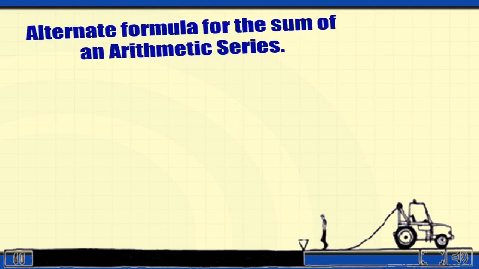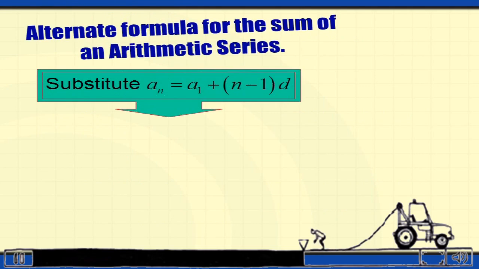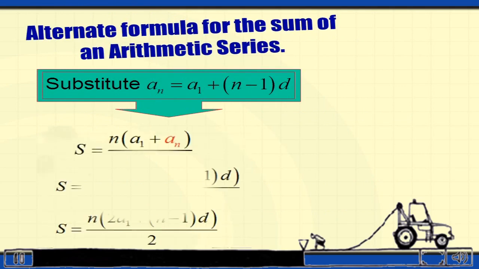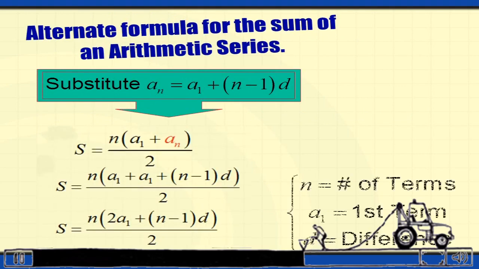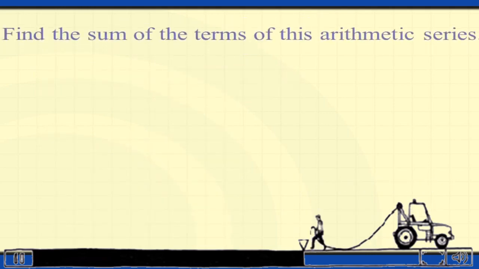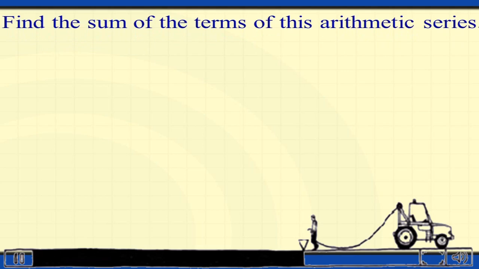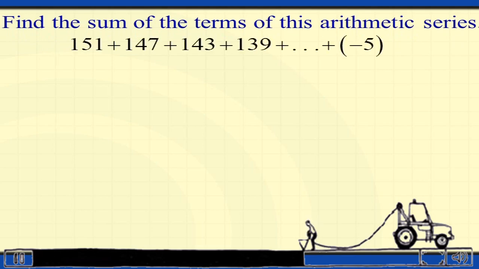Alternate formula for the sum of an arithmetic series. Substitute an with a plus n minus 1 into d. Find the sum of the terms of this arithmetic series. First of all, what term is minus 5?